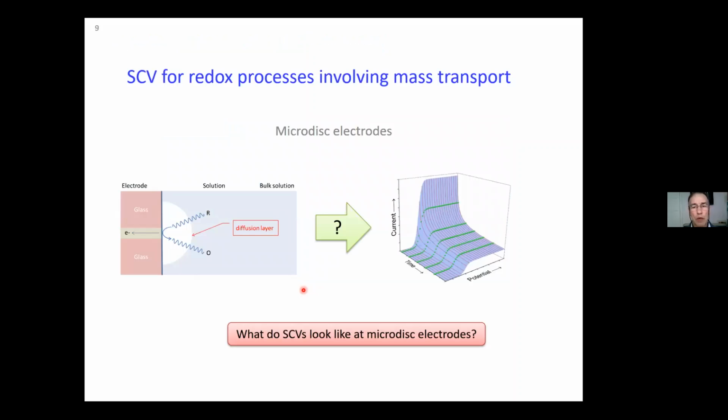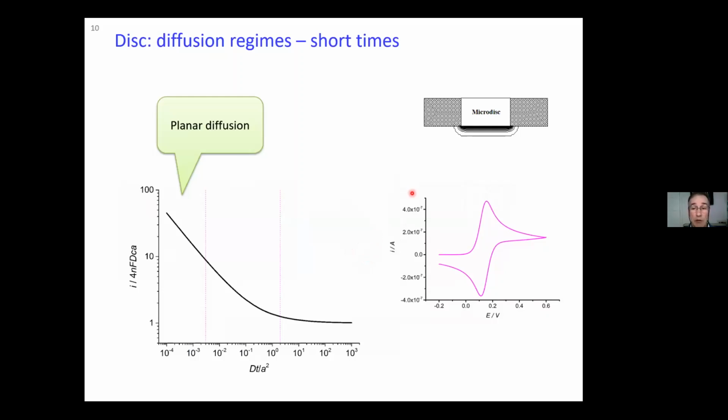So now I want to move to applications of the technique, how we have investigated redox processes at micro-disc electrodes using sample current voltammetry. Given that you end up with a steady-state diffusion layer at a microelectrode, how is the current-potential-time data set going to look when we move to micro-disc electrodes? First, I just want to have a brief overview of the current-time relationship at microelectrodes and how the voltammograms derive from that.